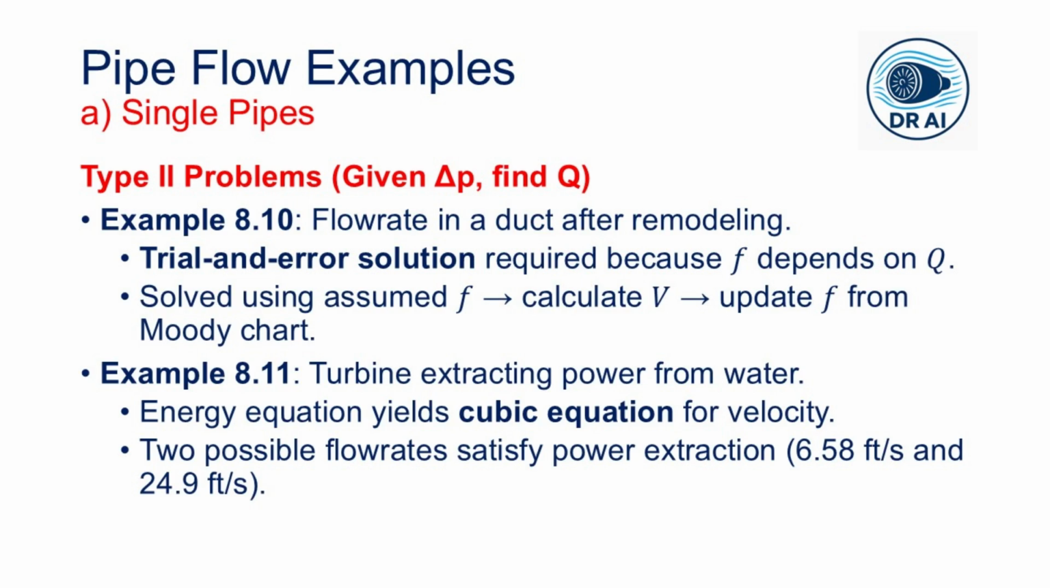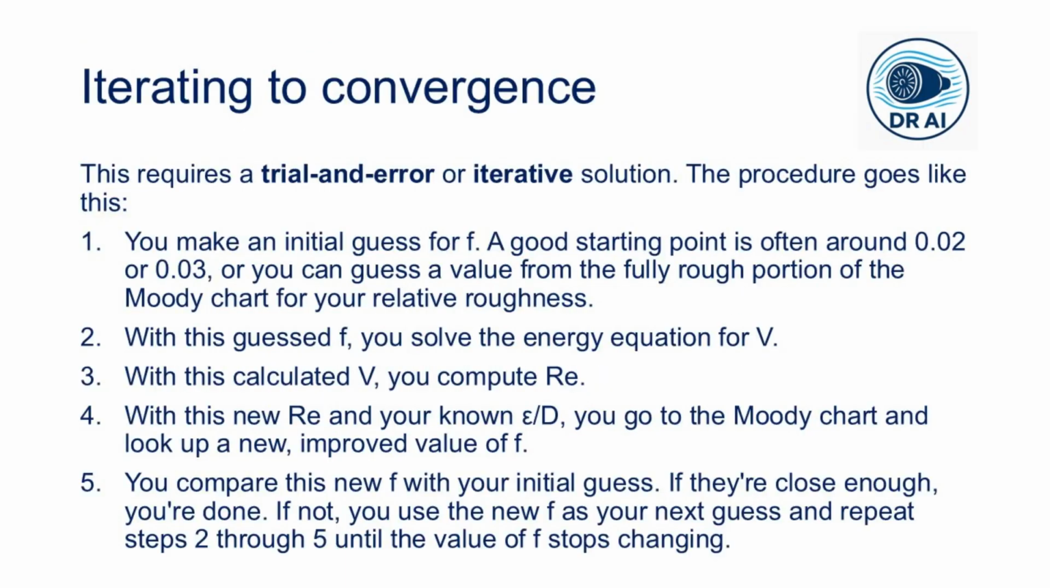You need the velocity V. To find the friction factor F, you need the Reynolds number, which depends upon the velocity V, but V is what you are trying to find in this particular numerical. So you have a clear dependency: F depends upon V, and V depends upon the friction factor F. So this requires a trial and error iterative solution.